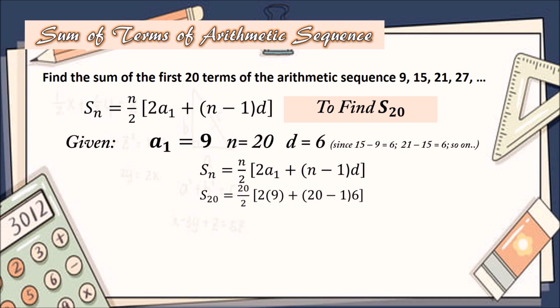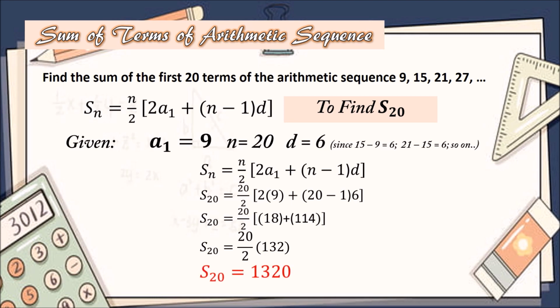We have S of 20 is equal to 20 over 2, open bracket, 2 times 9 plus 20 minus 1 times 6. To simplify, we have S of 20 is equal to 20 over 2, open bracket, 18 plus 114, close bracket. So we have S of 20 is equal to 20 over 2 times 132. Therefore, S of 20 is equal to 1,320. We have the same answer with the first formula that we used that is asked for the problem.